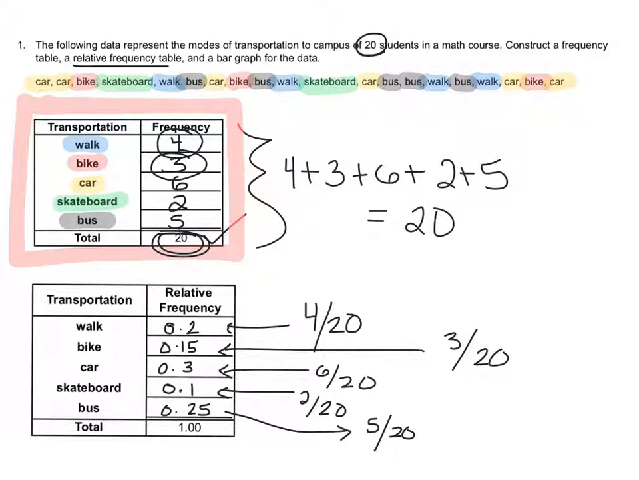So these decimals in the second column represent the relative frequency, and when we add these decimals together, we should always get a total of 1. And when we add these decimals together, we do get 1. So this is our answer for the relative frequency table.